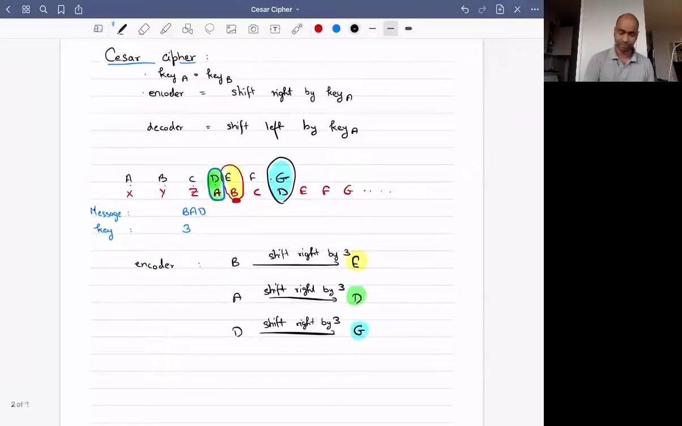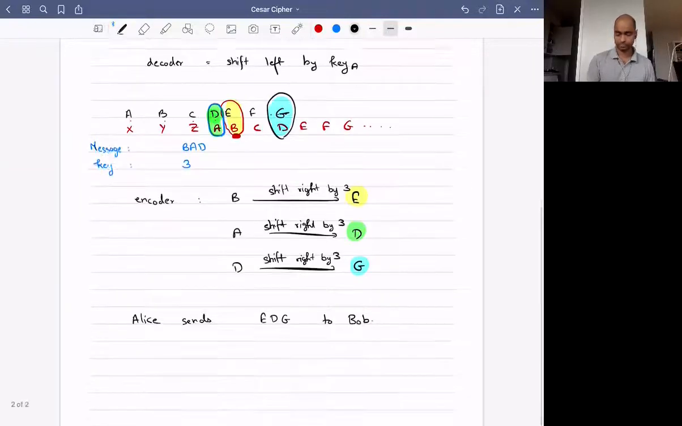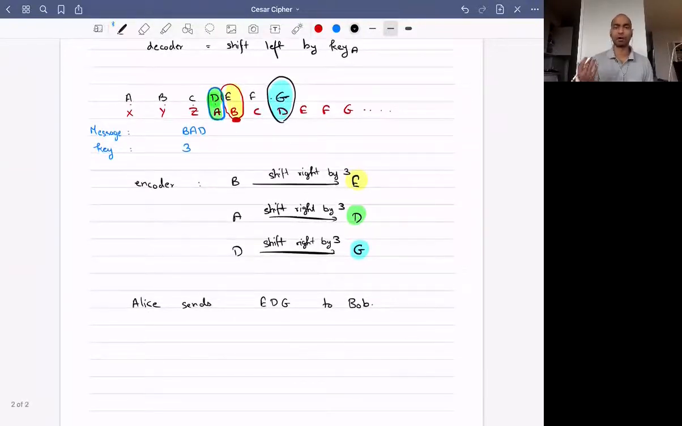And so Alice will send the message EDG to Bob. And Bob knows that the key is 3. So Bob will simply shift E back by 3 and get B. He will shift D back by 3 and get A, and shift G back by 3 and get D, and you will get the message BAD back.